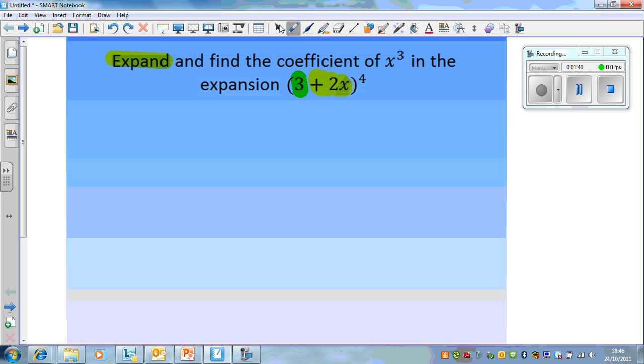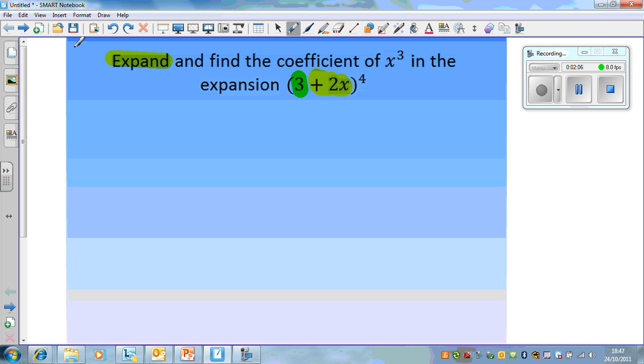The sign is really important. Those of you who suffer from the negative number curse, be careful here when that is a negative, but I'll talk about that later. Now it's an expansion because it's to the power of 4, okay? So once you recognise that this is a binomial expansion, it becomes quite easy because there's a set technique.